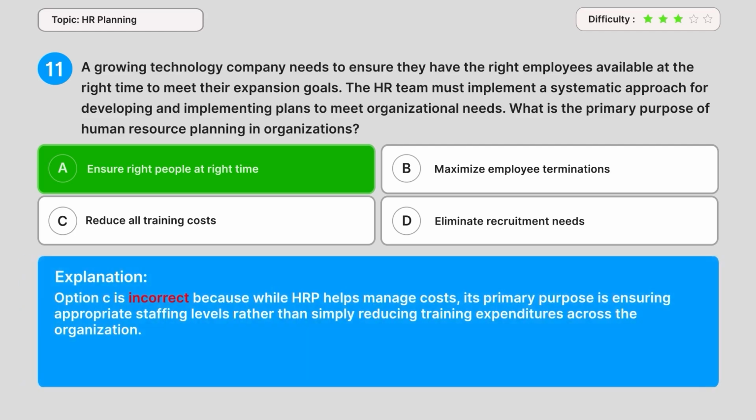Option C is incorrect because while human resource planning helps manage costs, its primary purpose is ensuring appropriate staffing levels rather than simply reducing training expenditures across the organisation.